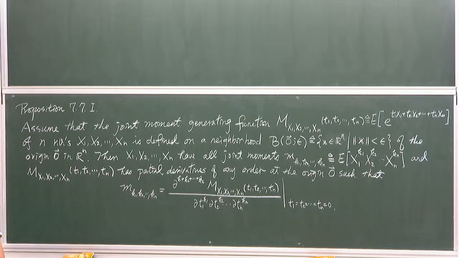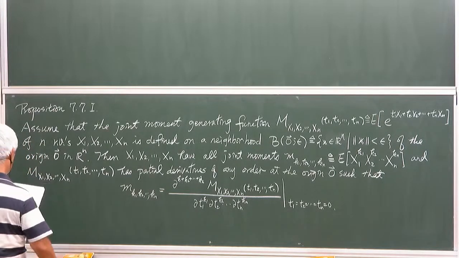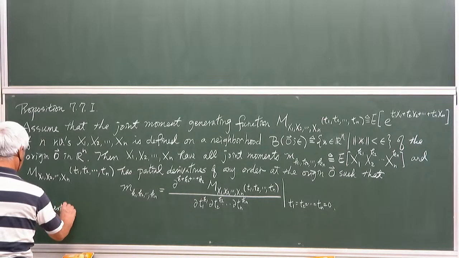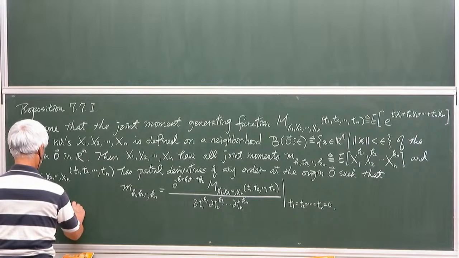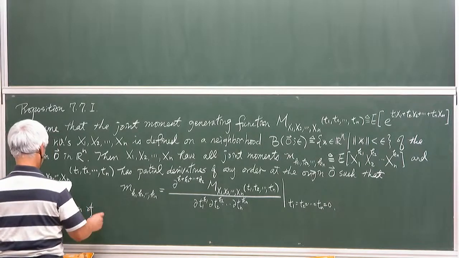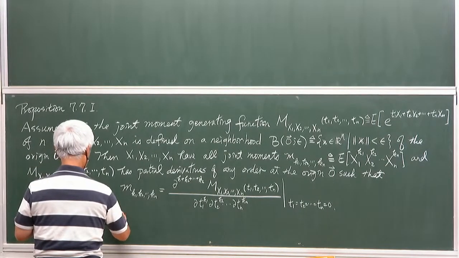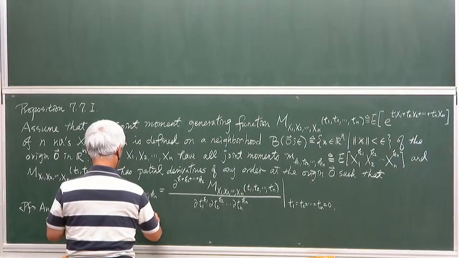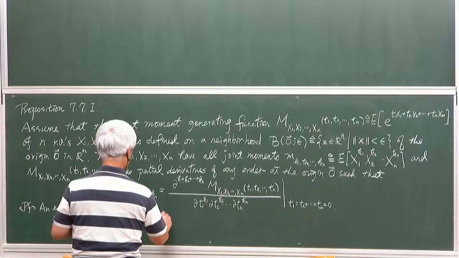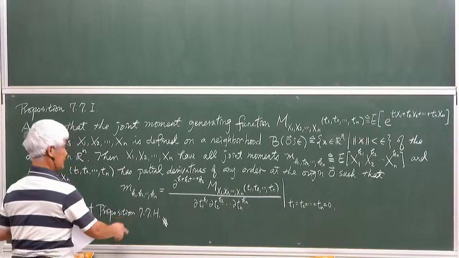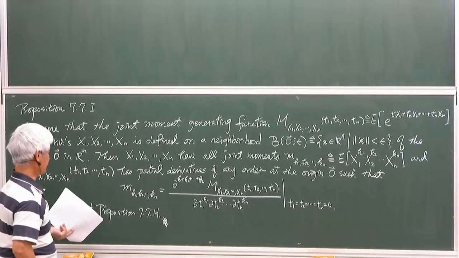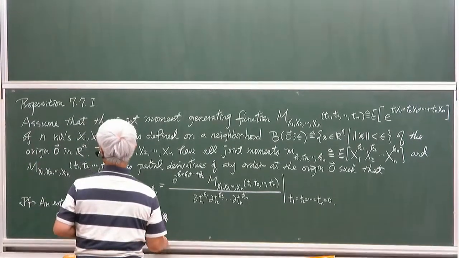Right, and the proof is actually an extension of proposition 7.7.h. This proposition is for the moment generating function of a single random variable.